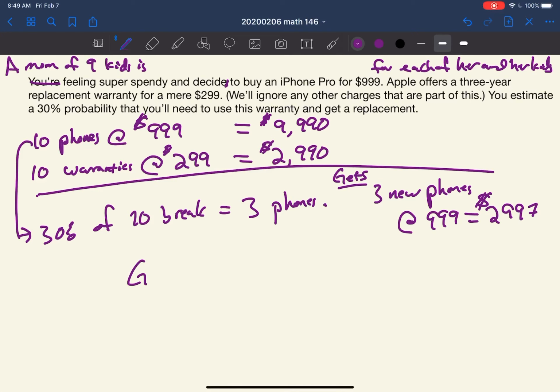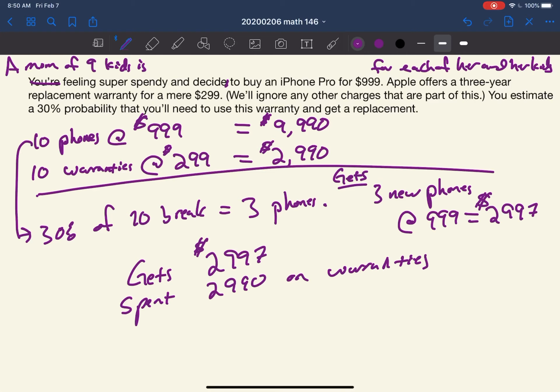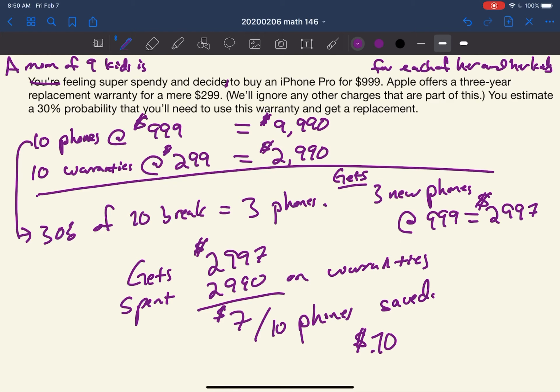So she gets $2,997 worth of phones. She spent $2,990 on warranties, which means we have $7 per 10 phones that she's saved. In other words, $0.70 per phone. And that's our average long-term outcome.